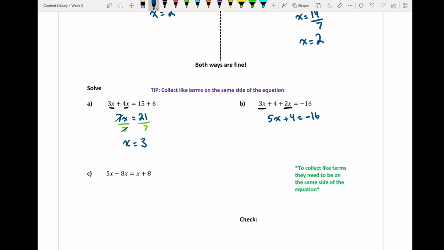Now I'm down to a two-step equation. Right? I need to get rid of the plus 4 by subtracting 4. I'm going to do that from both sides. So I have 5x, because this will cancel out, equals negative 20. To get rid of the 5, or the multiply by 5, I'm going to divide both sides by 5. It'll cancel out on one side, and I'm left with x equals negative 4 as my answer.